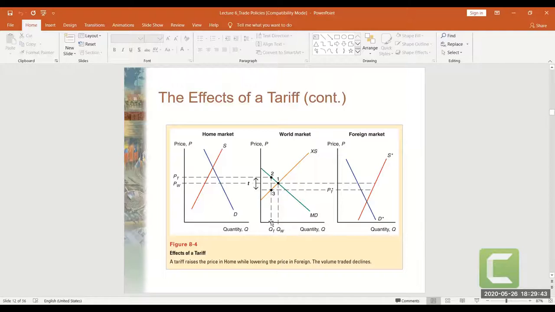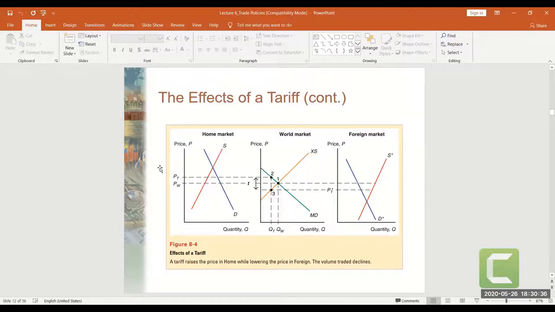Because the tariff prevents foreigners from selling more, their home market price falls from PW to PT star. Why? Because initially at PW they were able to sell a lot of wheat, but because of the introduction of the tariff they are not able to sell much. They have to keep it at home, therefore the foreign wheat price is going to decline. So T is the gap between the two, PT minus PT star. So the new output transacted is going to be QT at price PT.